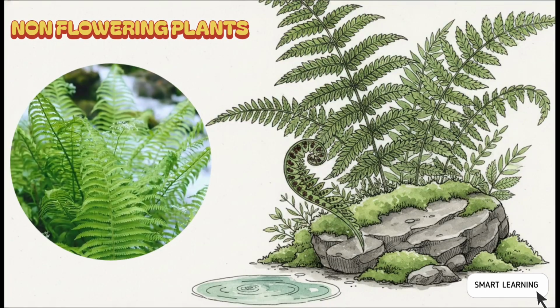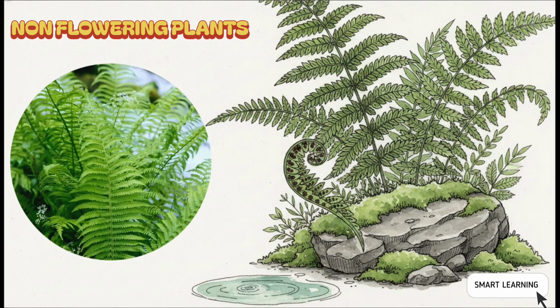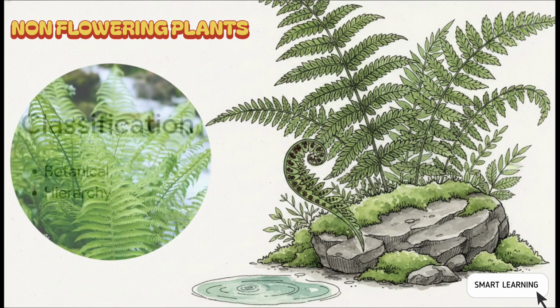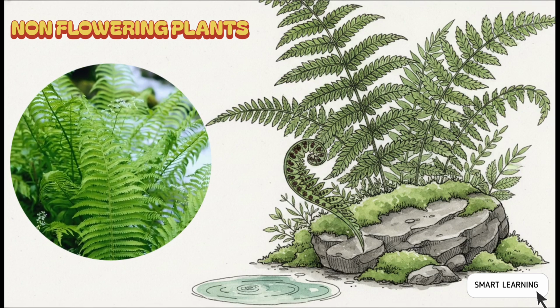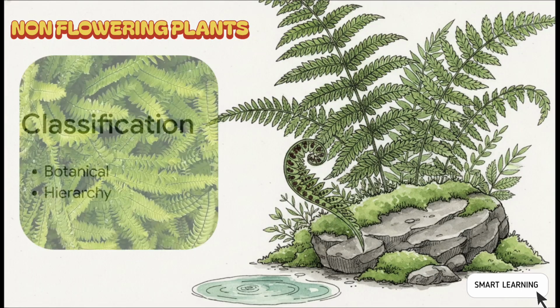Now, let's switch gears and meet the other major camp of the plant kingdom. These are the ones that don't rely on flowers at all. Non-flowering plants do not produce flowers. Instead, many of them reproduce by using spores or other really cool methods.